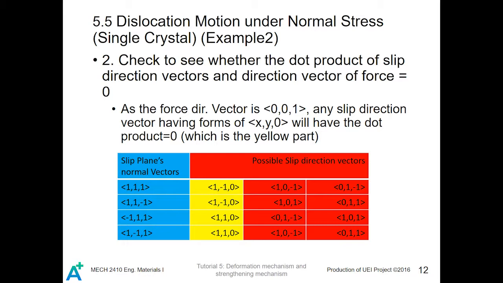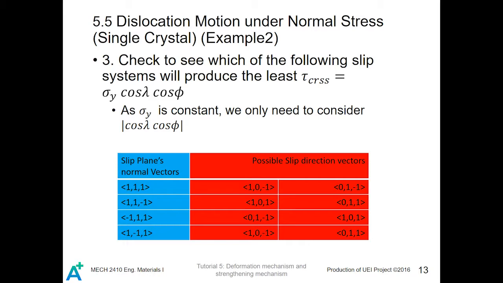As the force direction vector is 0, 0, 1, any slip direction vector having the form of x, y, 0 will have the dot product equal to 0, which is in the yellow part of the following table. Basically, that means we can reject these possible choices. And of the rest of them, there are only 8 combinations left.